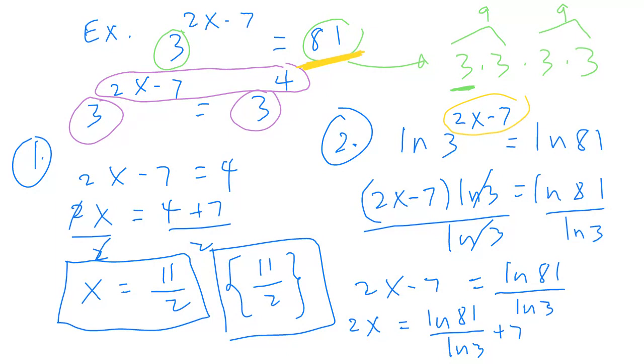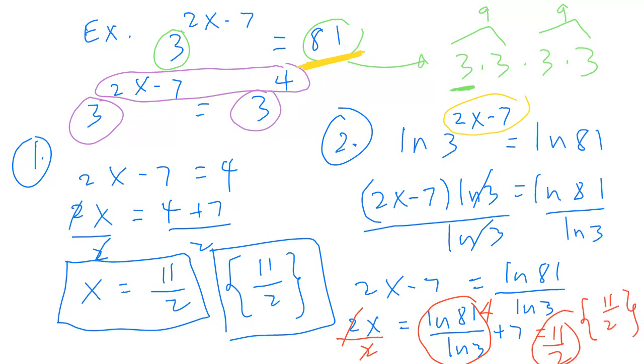So the expression here is exactly 4. So 4 plus 7 is 11. And then you divide 2 on both sides. Then our answer is 11 over 2 still. So that would be our answer. So in solution set, 11 over 2 is the answer.